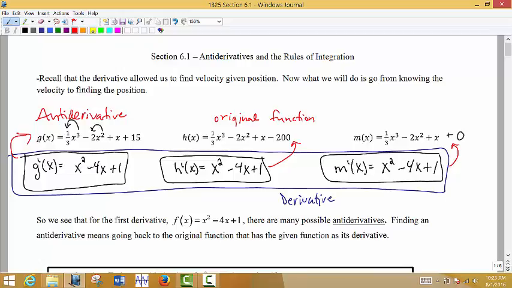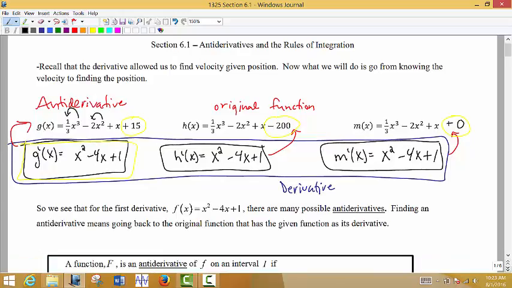Now, one thing we want to keep in mind is that if I give you g prime of x, how do you know that you are not supposed to give me the function m or the function h? Notice that all three of these functions have exactly the same derivative, so if I'm supposed to go back to the original, how do I know to put a 15 or a negative 200 or a 0? How do we know what the constant is? And the answer is we would not know what the constant is unless we had a little bit more information. So what we get is a family of antiderivatives. Each one potentially could have a different constant.